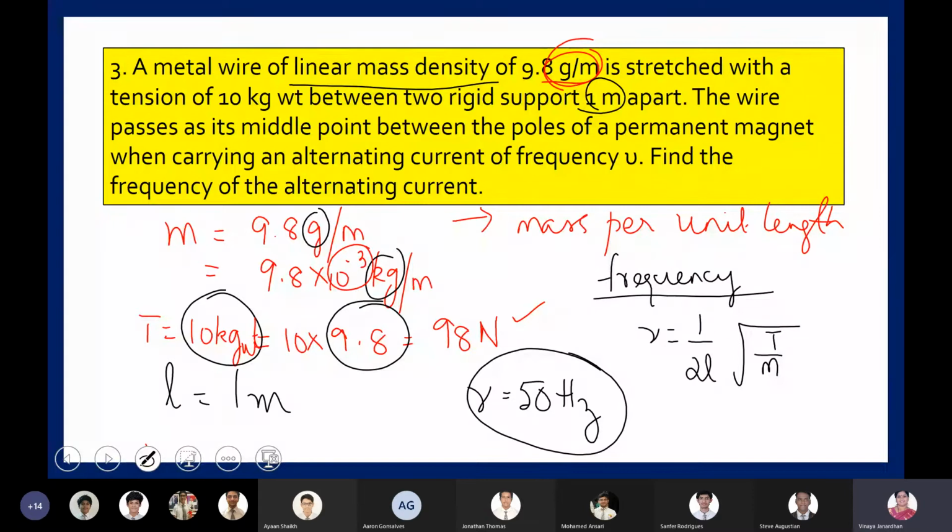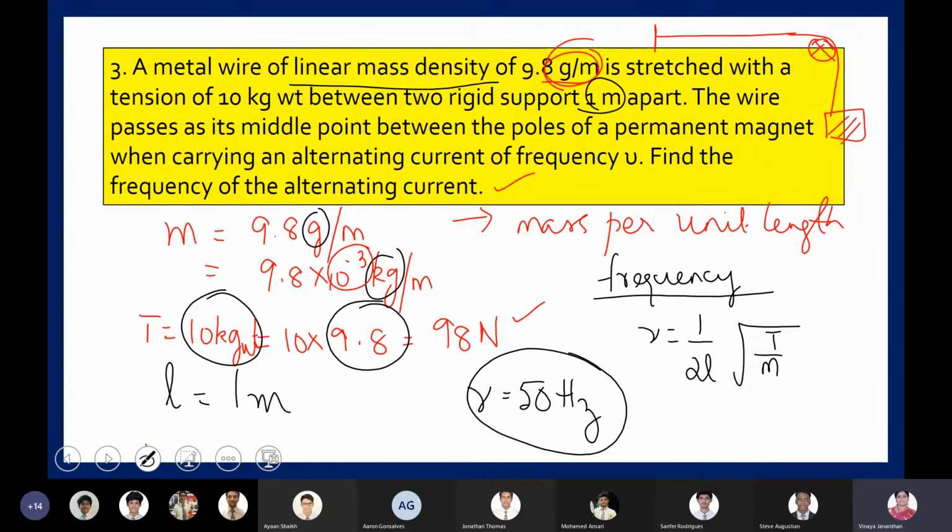The current makes the string vibrate. Now at resonance, your string is going to vibrate with a frequency equal to the alternating current. So if you find the frequency of the vibrating string, that will be equal to the frequency of the alternating current. Boys, you have a string. One end of the string is attached. The other end of the string moves over the pulley and it is attached to a weight, so that this string is under tension.